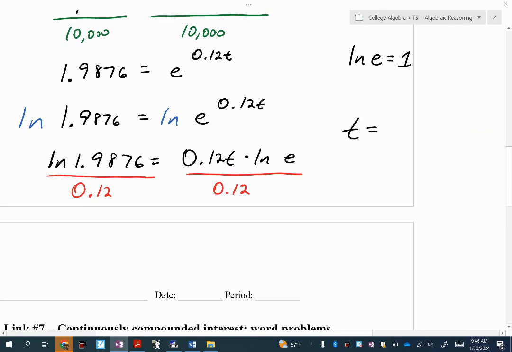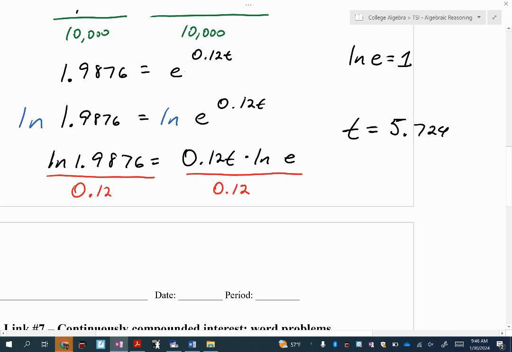So in your calculator, go ahead and do a fraction. And in the numerator, do the natural log of 1.9876. I'll do it as well. It says ln. So natural log of 1.9876. I'm going to round once I get it. What did you get, Natalia? That's exactly what I got too. I got 5.724.